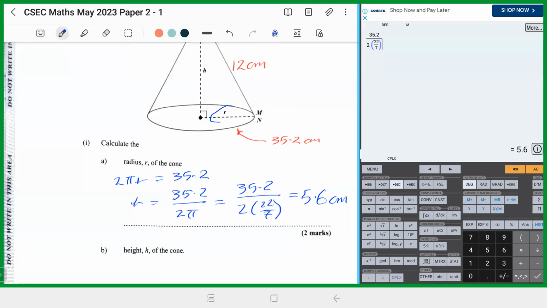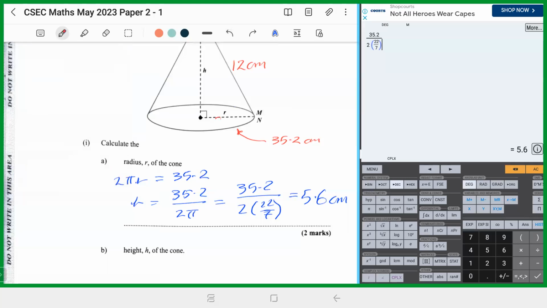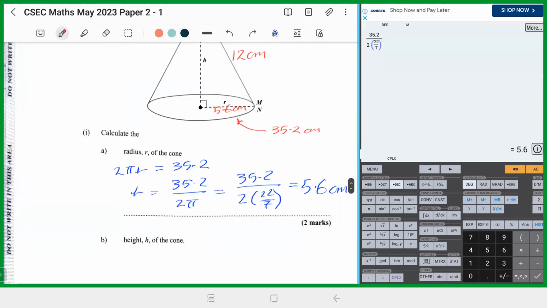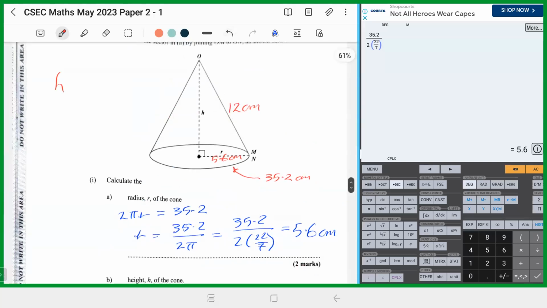So we know that this length is 5.6 centimeters. Then I want us to find the height of the cone. Well, this now is a right angle triangle, and this is the hypotenuse. That's the base. So it's Pythagoras' theorem to find the height. So h is going to be the square root of 12 squared minus 5.6 squared.